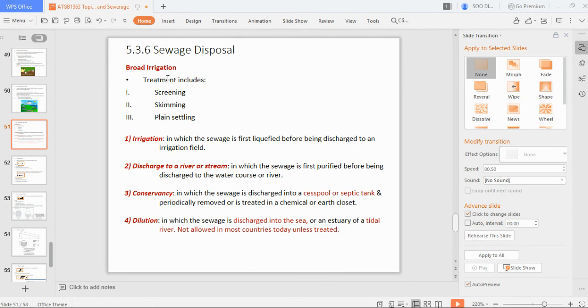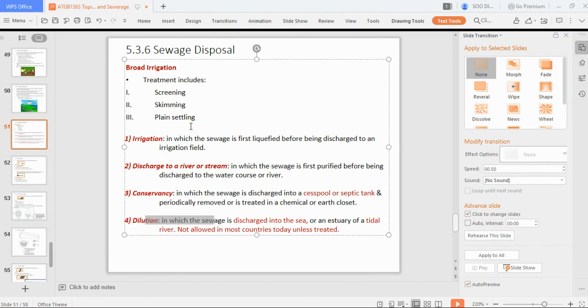Broad irrigation treatment includes screening, skimming, and plain settling. In irrigation, sewage is first liquefied before being discharged to an irrigation field, and then you can discharge it into the river or stream. So the sewage has to be first purified before discharging into the water course or river. And then conservancy, in which sewage is discharged into a cesspool or septic tank and periodically removed or is treated in a chemical or earth closet. And then dilution.